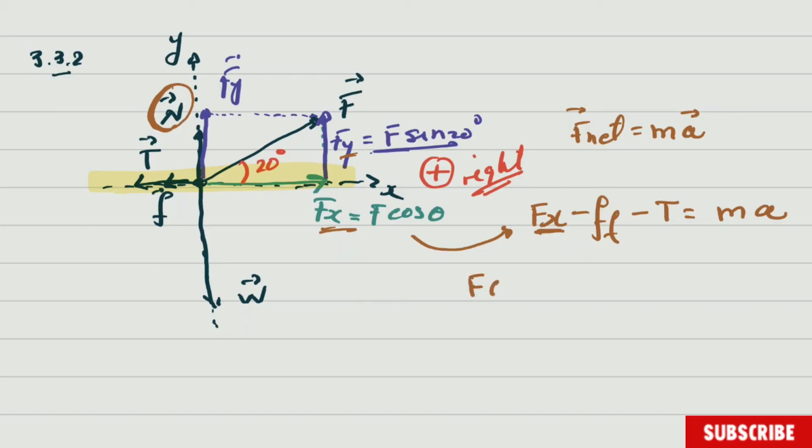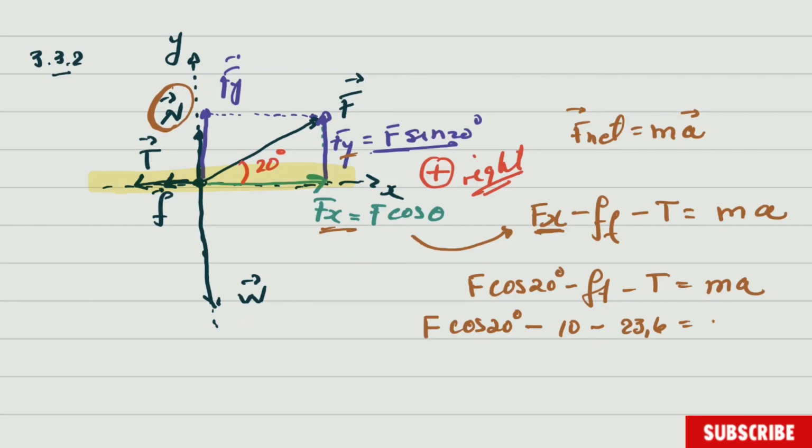So it's F multiplied by the cosine of 20 degrees minus frictional force minus T equal to MA. Now we can substitute all the values because we know all the values. F is unknown, is what we're looking for, cosine of 20 degrees minus frictional force, which is going to be 10 Newton. We don't need brackets there. Minus tension, we just calculated, remember, and we got for tension 23,6. So minus 23,6 equal to the mass, which is in this case 5 kilograms.